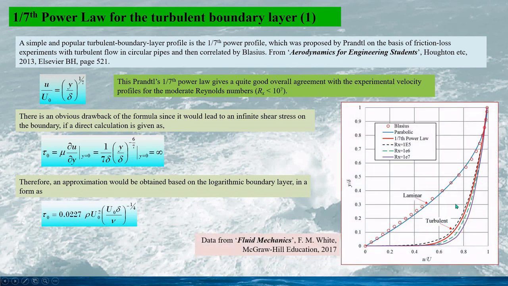It is given as this, tau 0. So if we draw the 1/7 power law against the experiment data for the turbulent boundary layer, we can see that for different Reynolds numbers from 100,000 to 10 million, this 1/7 power law gives a very good approximation to all these turbulent boundary layer profiles. And in this plot, we also draw the laminar boundary layer, the Blasius solution, and the parabolic approximation. All this data is drawn from the book Fluid Mechanics by F. M. White.